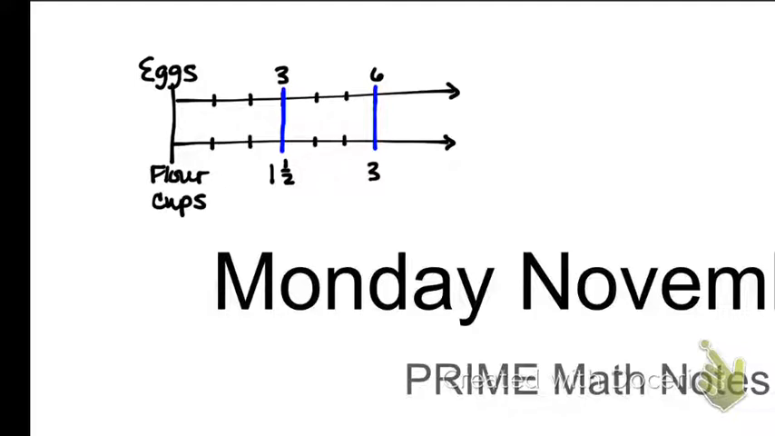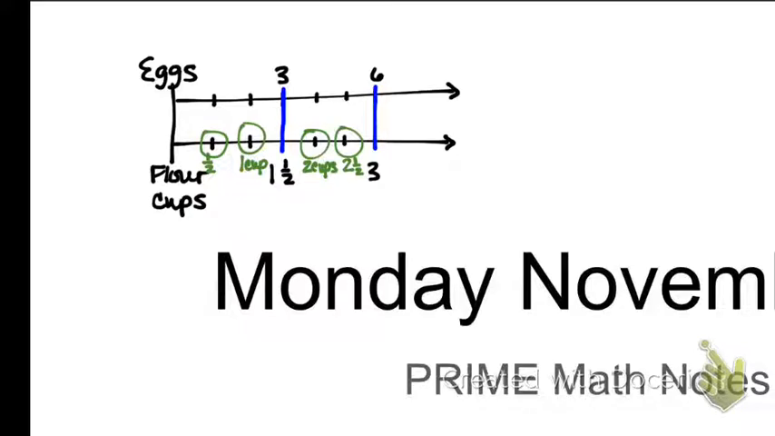How much does each little line represent here on the flour side? Is it 1 cup like it is with the eggs? How much is each little line representing there? 1/2 cup. So this is 1/2 cup. This would then be 1 cup, right? And then 1.5 cups, 2 cups, and then 2.5, and then 3 cups, right?